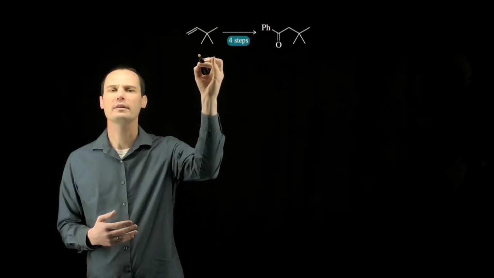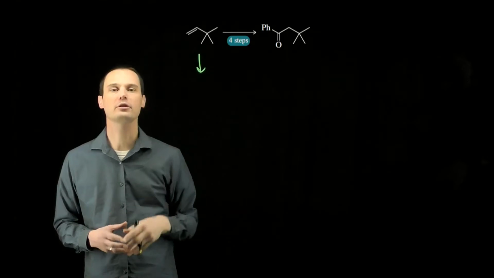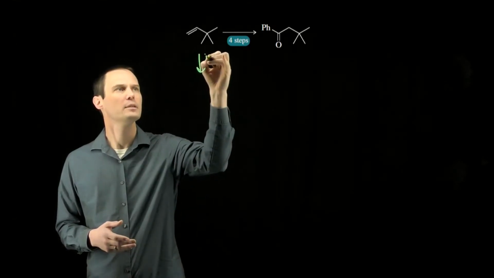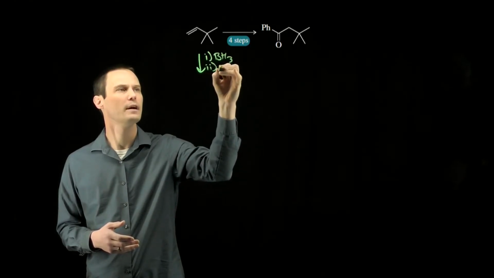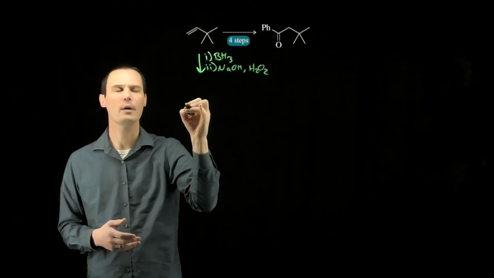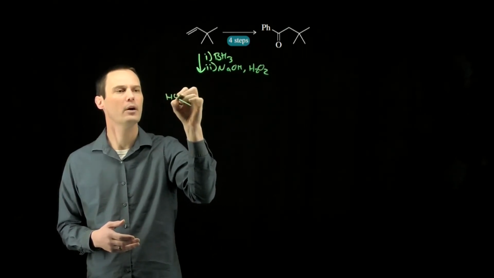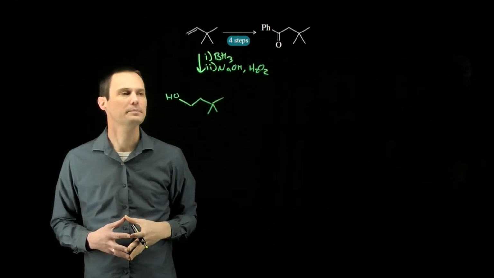So I'm going to start with this alkene, and I'm going to add an alcohol to the least substituted side, the terminal side of the alkene. That means I'm going to do the hydroboration reaction, starting with BH3, followed by base and peroxide. That will form a primary alcohol at the terminal side of this alkene.